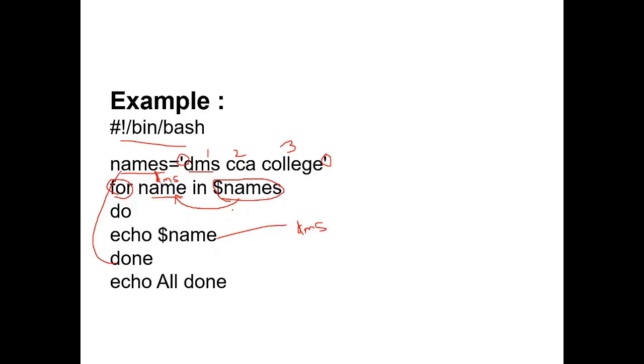Again it is going to go back, it is going to fetch now second word. Now second word it is going to fetch CCA and it is going to print on the screen CCA. Third word it is going to fetch college and it is going to print on the screen college. Now further there are no words. So it will come out of the loop and it will print all done. See, this is your output. DMS, CCA, college, all done.